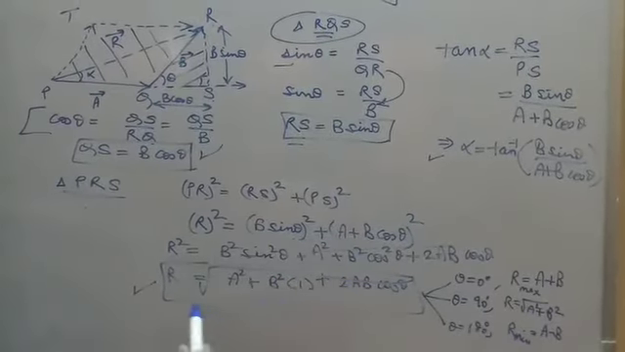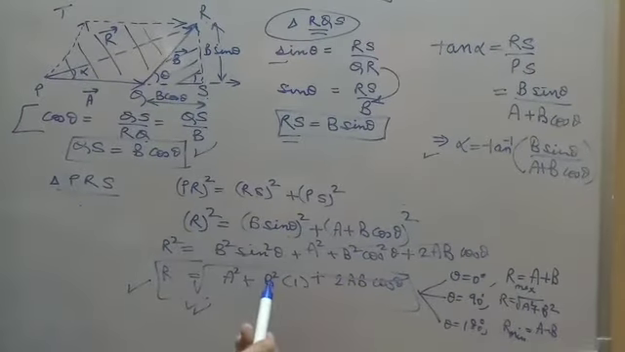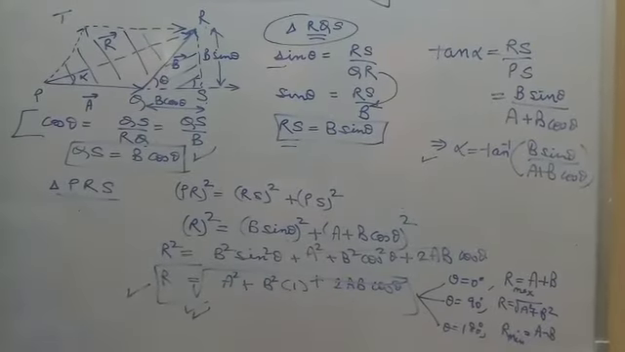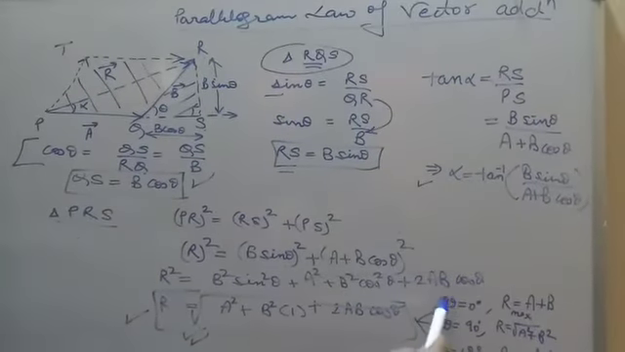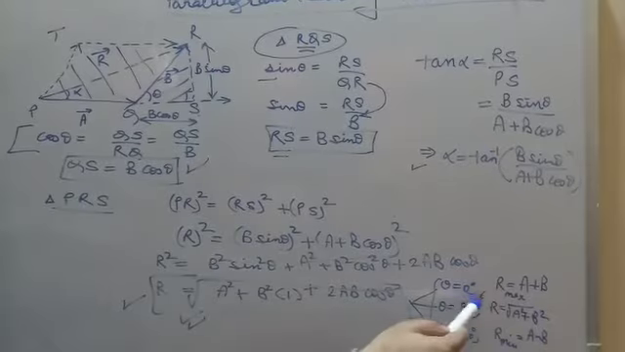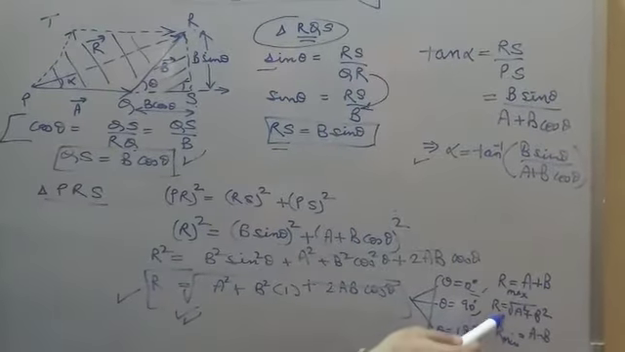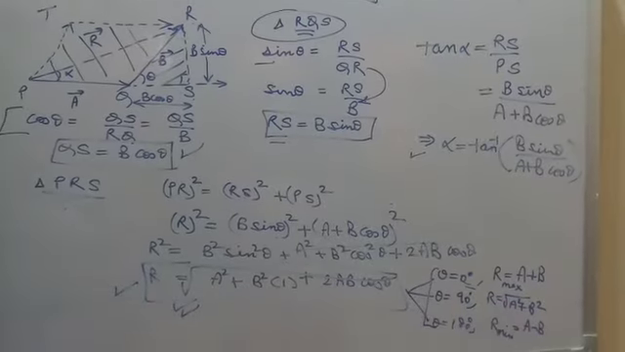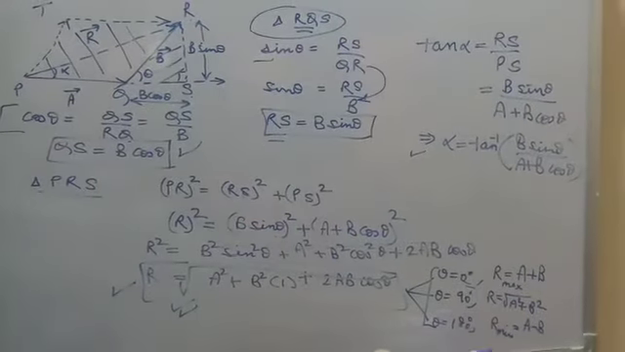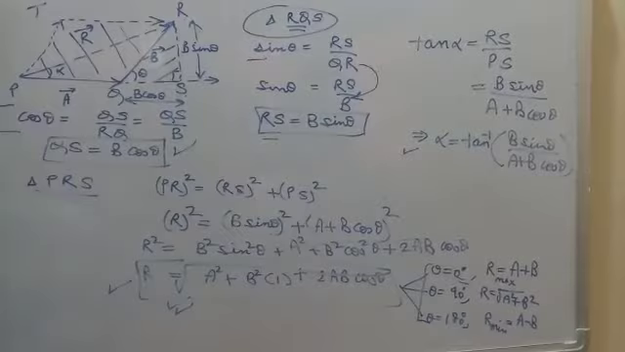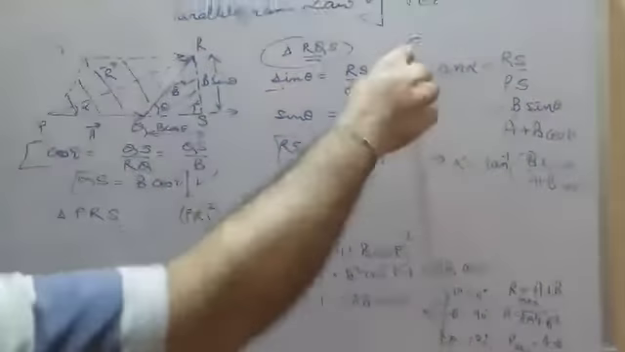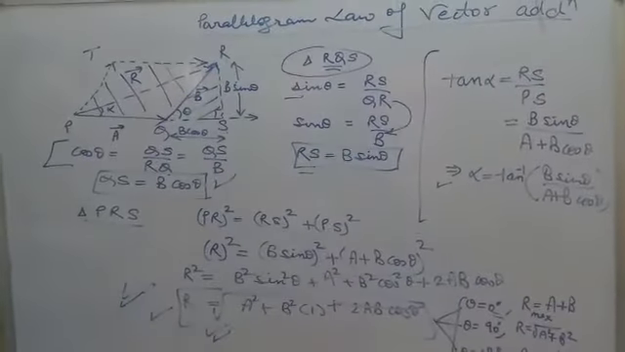And if you open the bracket, you get the resultant R equals under root A square plus B square plus 2AB cos theta. And then we can discuss the cases also. When theta is 0 degree, we get R maximum, A plus B. Theta 90 degree, R becomes under root A square plus B square. And when theta is 180 degree, R becomes minimum, that is A minus B. This is what we have got, the magnitude.